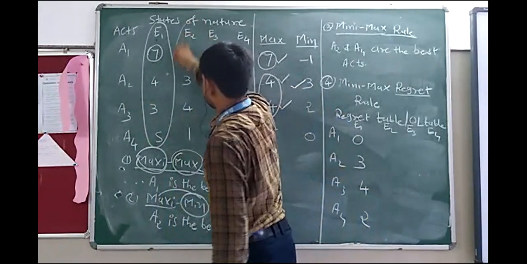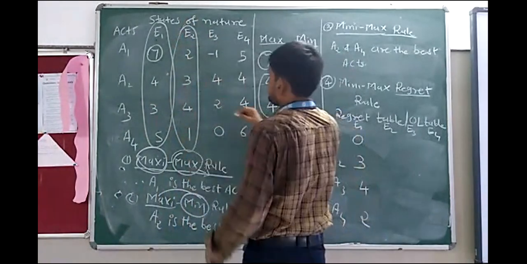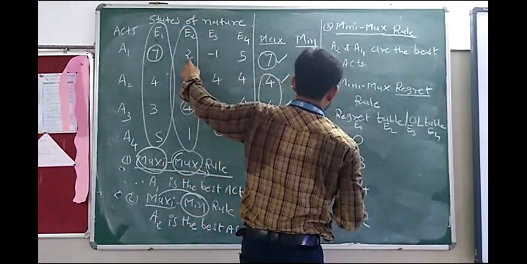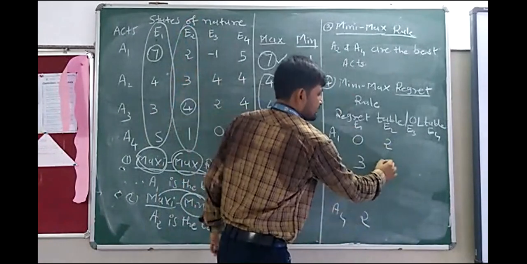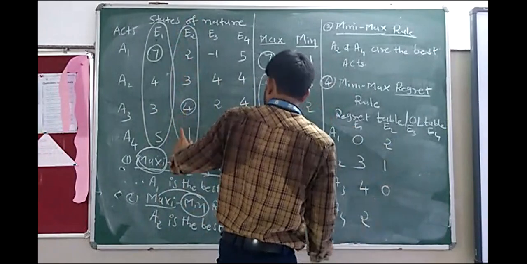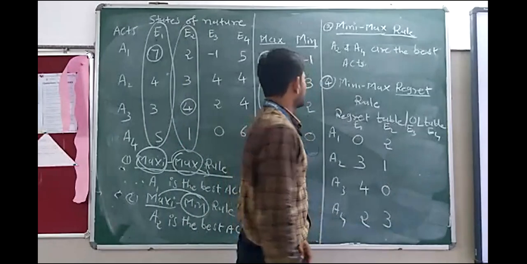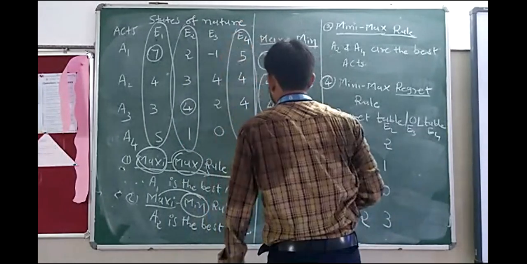Again, we will find for x2. So which one is maximum now? 4. So subtract all from 4. So 4 minus 2, 2. 4 minus 3, 1. 4 minus 4, 0. And 4 minus 1, 3. Clear?